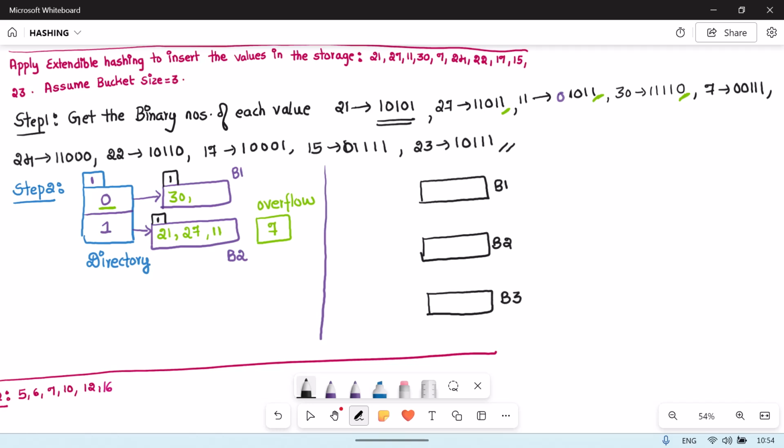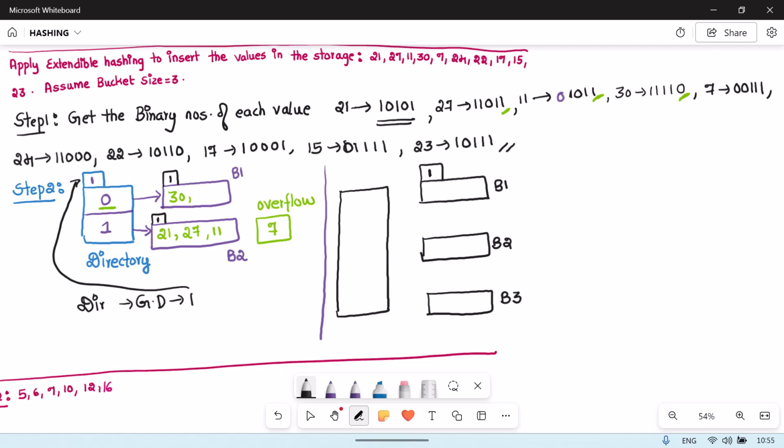Now, what will happen when you do this splitting? Nothing has happened to B1, so its local depth is still 1. When you split a given bucket, the directory also will have some change. What is the change here? Initially, the directory's global depth is 1, right? Now when you split it, the global depth will increase to 2.